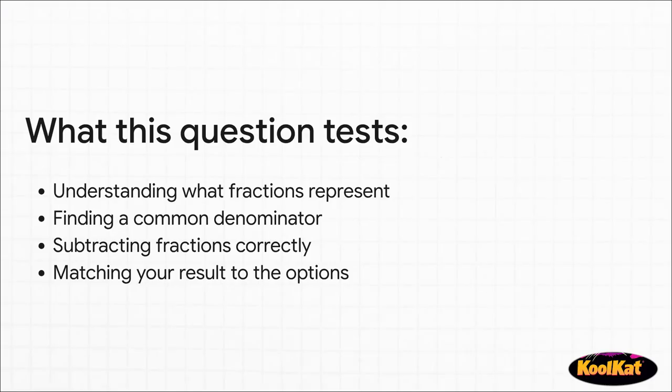I mean, think about what you just did. First, you had to understand what a fraction actually represents, our pizza slices. Then you found that common denominator, our shared language of 18 slices. You converted the fractions into new equivalent forms. Then, and only then, could you do the subtraction. And of course, the last step is making sure you match your result to the right answer choice.